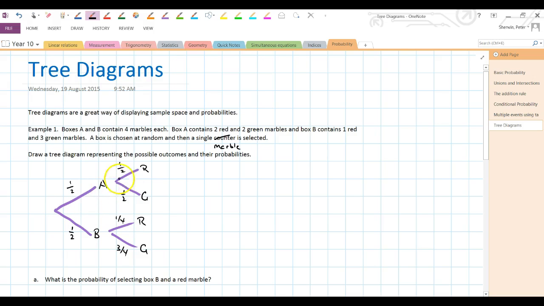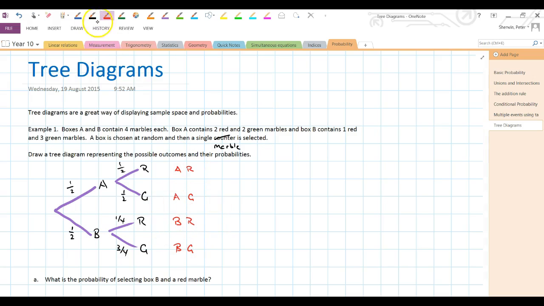Okay, so what we've got here now is our sample space. Now, sample space can be written out as such. This is box A red ball. This is box A green ball. So if we follow the branches along, we arrive at an outcome. So this one here is AR, box A red ball. This one here is AG, box A green ball. This route here, BR, is box B red ball, and this one here is box B green ball. So they're our possible outcomes.